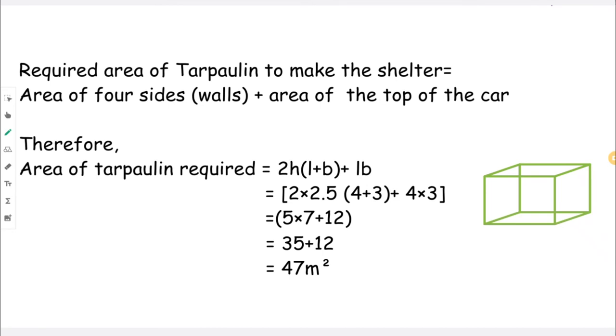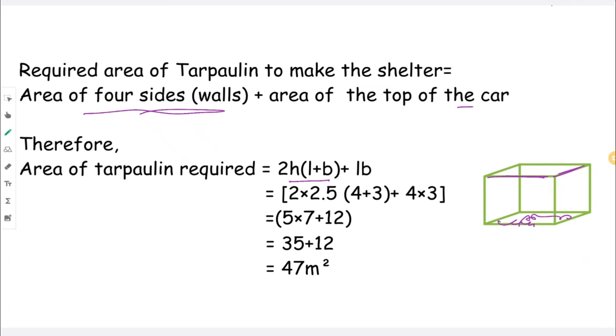So remember they said area of the four sides means what? Front, back, left, and right. And also I need the top area. Clear. So therefore area of the tarpaulin, see, area of the four sides means it's like area of the four walls, right? What is the formula? Twice height, length plus breadth. And if you look at the top of the car, it will be length into breadth, because remember we don't find the bottom area, right? All right, so once you are done with it, let's start putting the values.